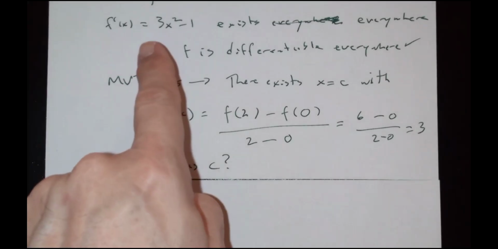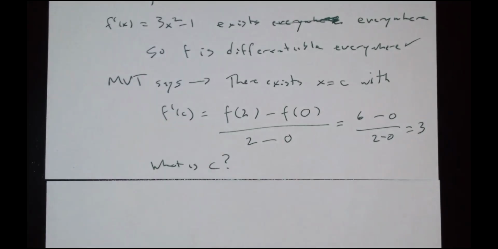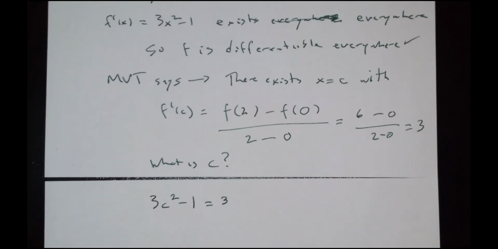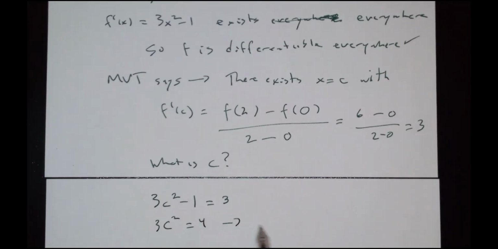Oh, I have my derivative. So let's take f prime of c, 3c squared minus 1, set it equal to this value, and solve for c. I get 3c squared is 4, so c squared is 4/3. That can happen. I just take the square root, and I get plus or minus the square root of 4/3.